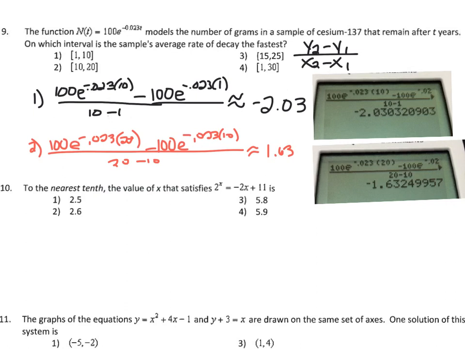This is what I would get for choice 2. So you're going to go through and do that for each of the answer choices. This is what I wind up getting for choice 3, and this is what I wind up getting for choice 4. So you can see choice 1 was changing at the fastest rate. Let me just circle that.